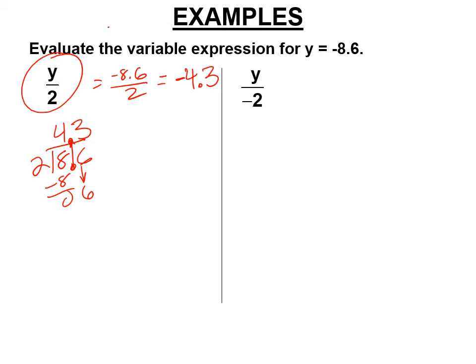So now it's the same problem, but there are two negatives in the problem. So what's the answer? Well, hopefully you realize with two negatives, it changes over to positive 4.3. One negative in the problem, negative. Two negatives, it's positive.